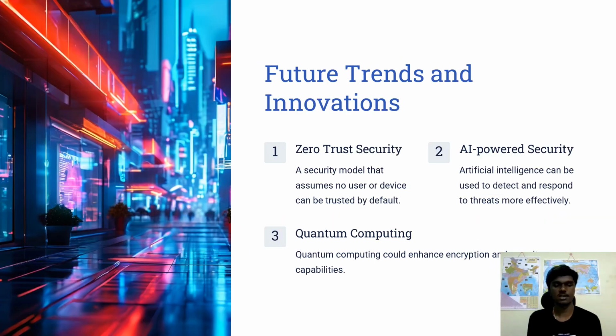So, what are the future trends and innovations? The first one is zero trust security, a security model that assumes no user or device can be trusted by default. AI-powered security: artificial intelligence can be used to detect and respond to threats more effectively. Then we have quantum computing. Quantum computing could enhance encryption and security capabilities.